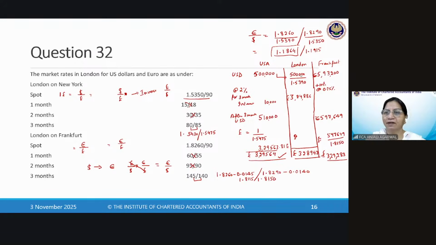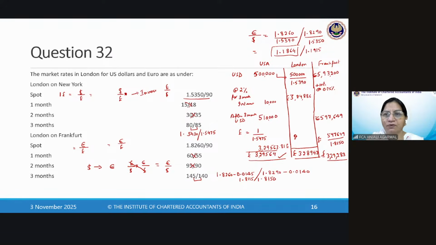So 500,000 divided by 1.5390. Invest in UK at 1.25% per quarter interest. You end up getting 328, which is less. So better to invest in US and gain more. Now let's compare with Frankfurt. Direct rates for pound to euro, dollar to euro is not given.